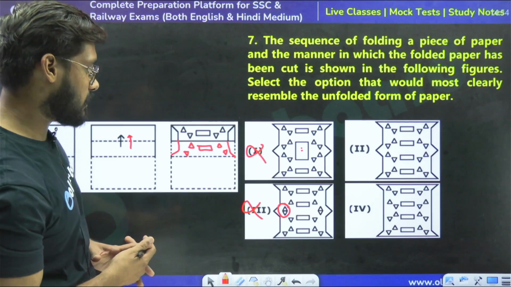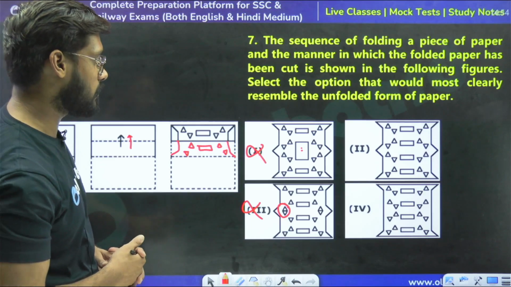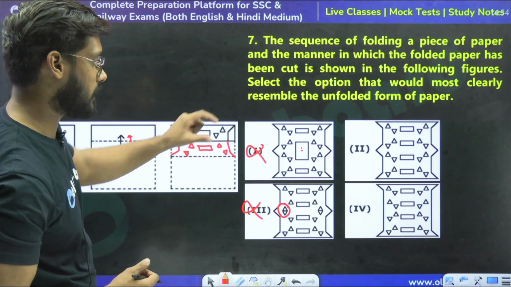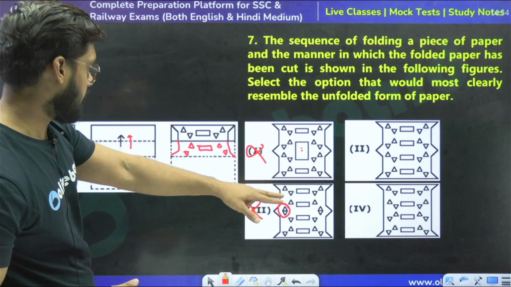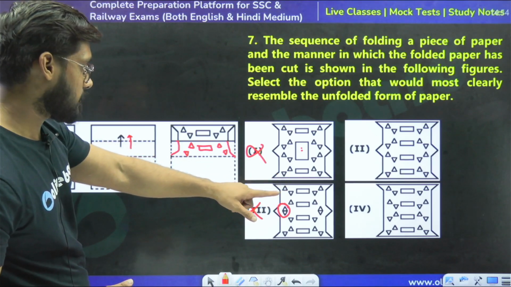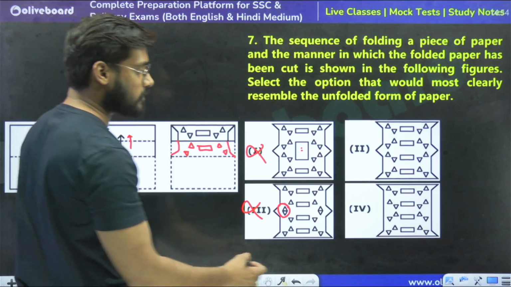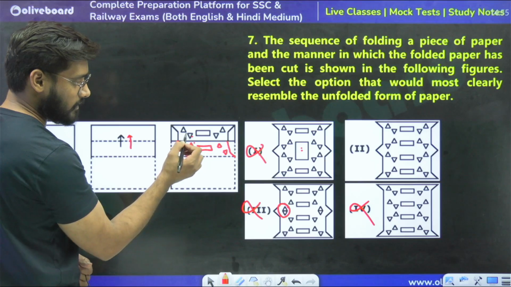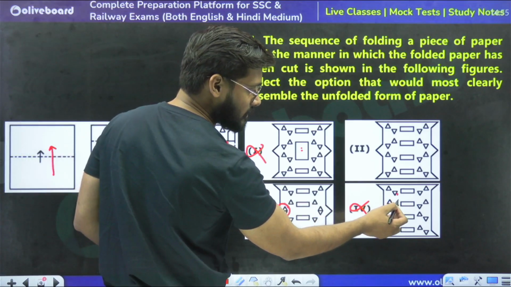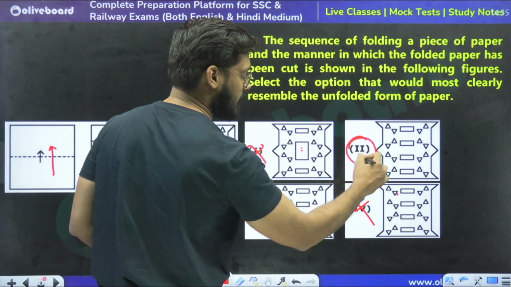And what about 3 and 4? Okay. Why is this fourth wrong as well? Because we should get this triangle over here, right? So we are not getting this triangle over here. That's why 4 is wrong. Only the second option is right.